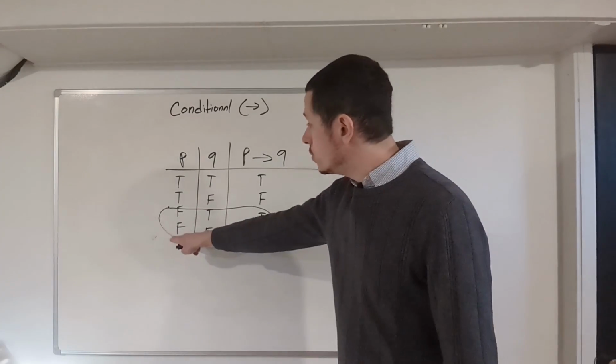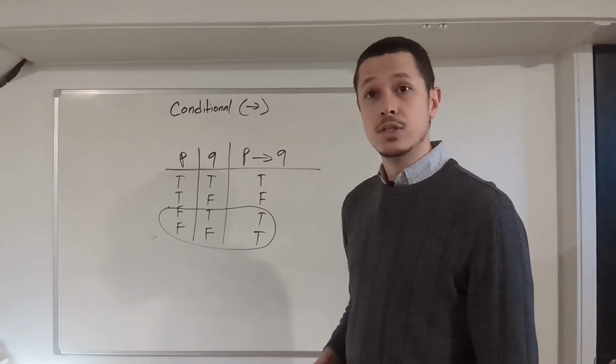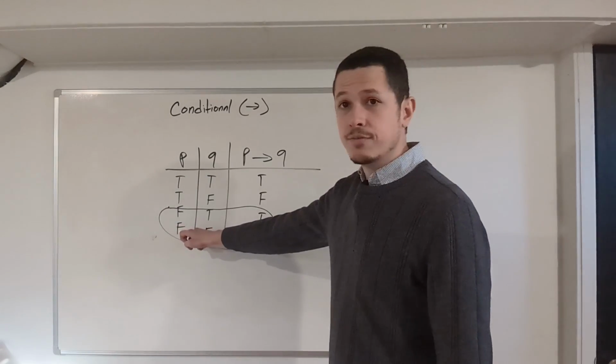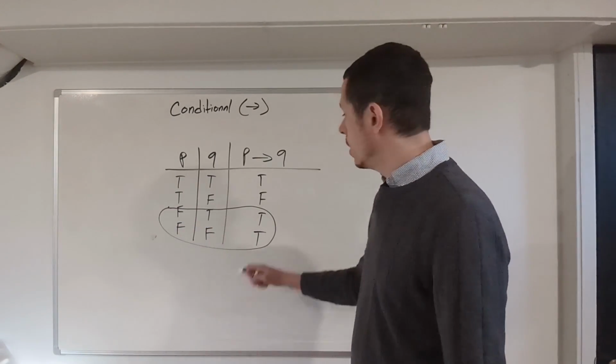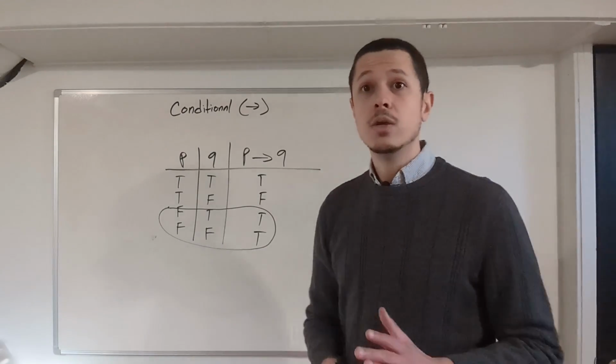Just as well, you get conditionals where both are false. For instance, if I'm 10 feet tall, then I'm over 8 feet tall. I'm not 10 feet tall, and I'm not over 8 feet tall, but nonetheless, that conditional comes out to be true. Okay, here's the caveat.